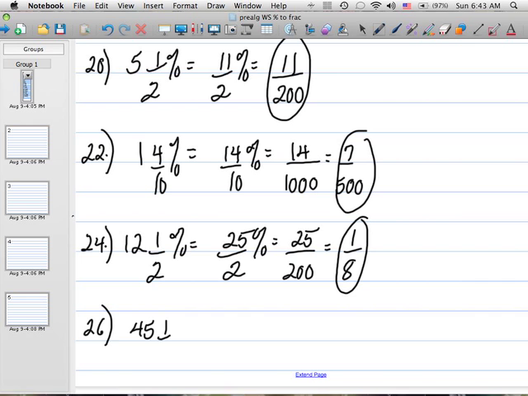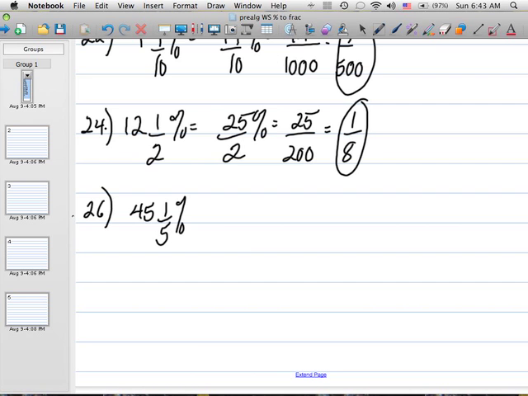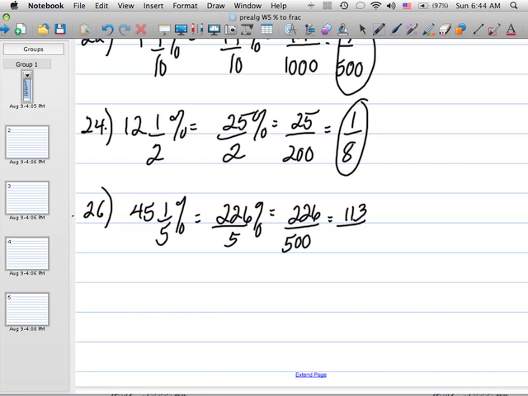26, we have 45 1/5%. Change it into its fraction form. 5 times 45 is 225 plus 1 is 226 over 5%. So 226 fifths divided by 100, we'd add 2 zeros. Simplify. 2 goes into 226 113 times, and 2 goes into 500 250 times. So that's our answer.